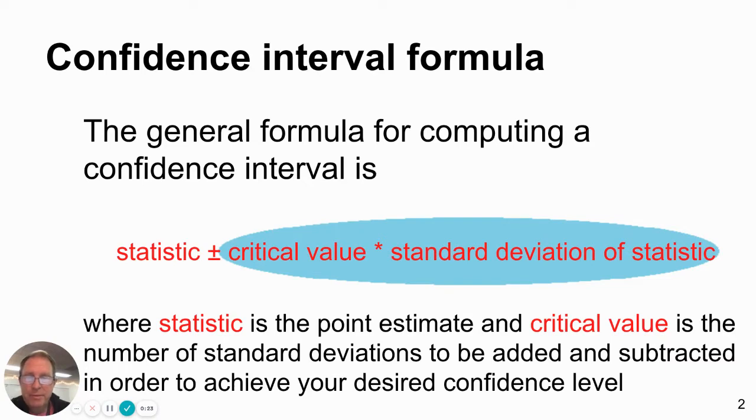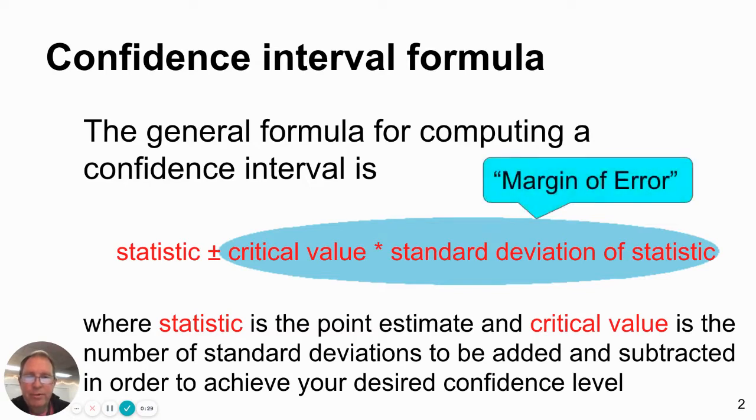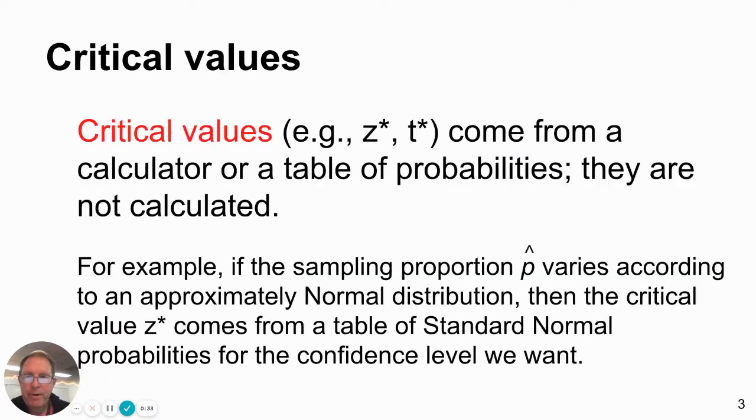So in this lesson, we're going to talk a little bit more about the critical value and the standard deviation of the statistic. That section in blue is sometimes referred to as the margin of error. So, critical values. In this semester, we're going to use two critical values, the Z star and T star. They come from the calculator or a table of probabilities.